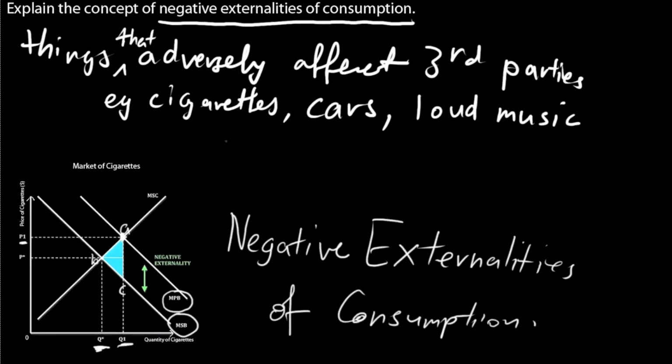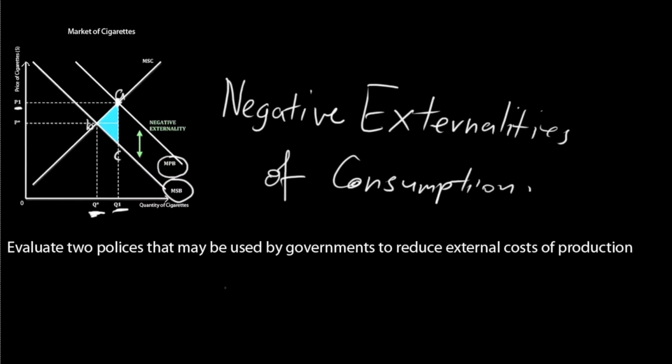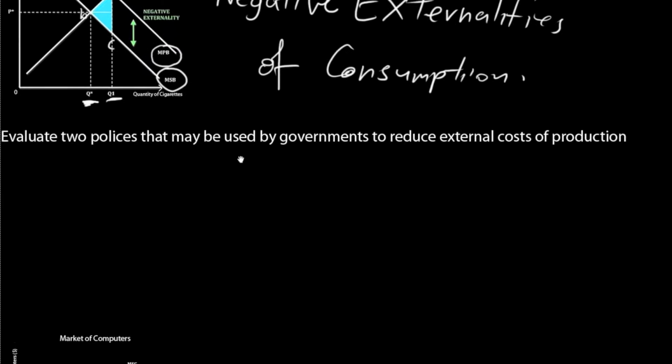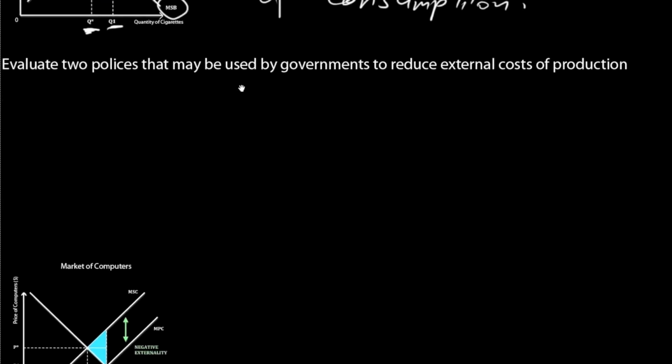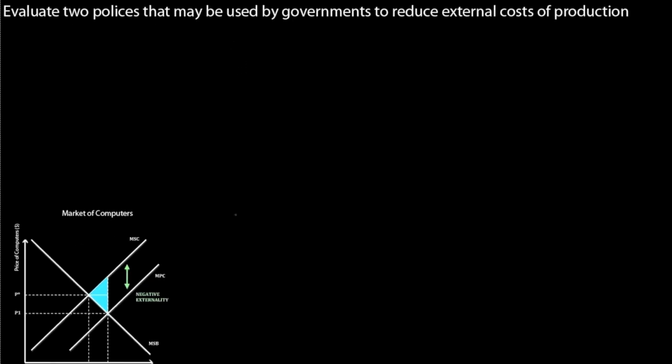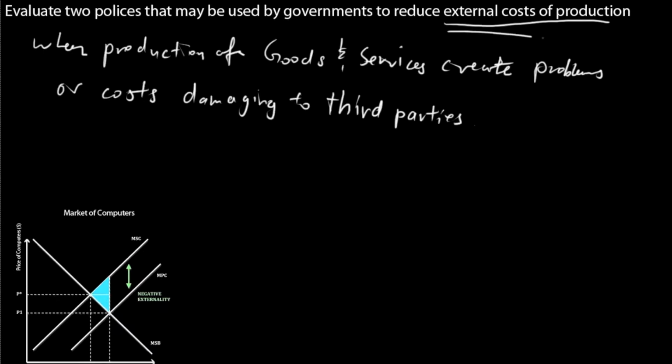Now, on to the next part, where we have to evaluate two policies that may be used by governments to reduce external costs of production. External costs or negative externalities of production occur when the production of goods or services creates problems or costs that are damaging to third parties. There are typically environmental problems, such as the air pollution caused by the production of computer components.